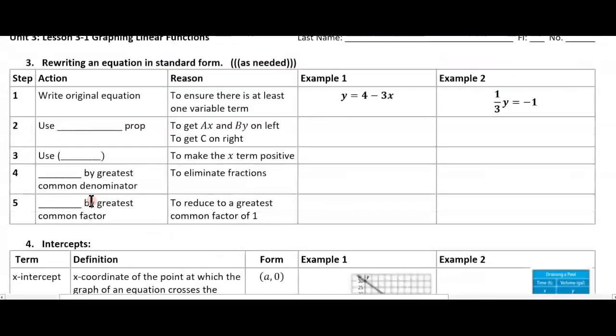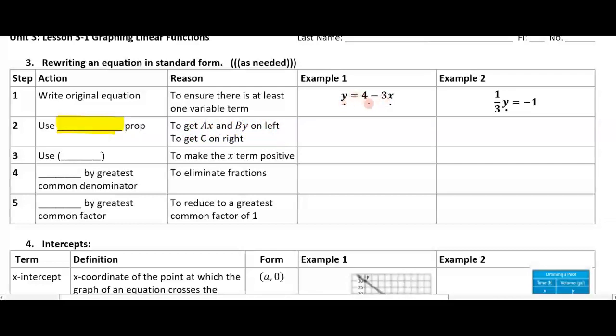The first step is write your initial original equation and make sure there is at least one variable term. If this first example has 2 variable terms, that's okay. This example has one variable term, that's also okay. So we have our original equations. Then we're going to use the addition or subtraction property in order to get our ax and by on the left and to get our c, our constant, on the right. That was that second characteristic: ax and by are on the left, c is on the right.